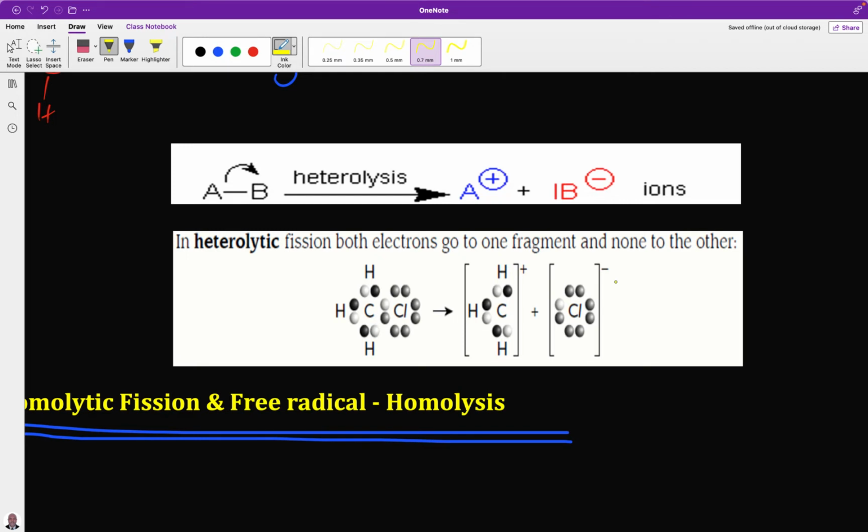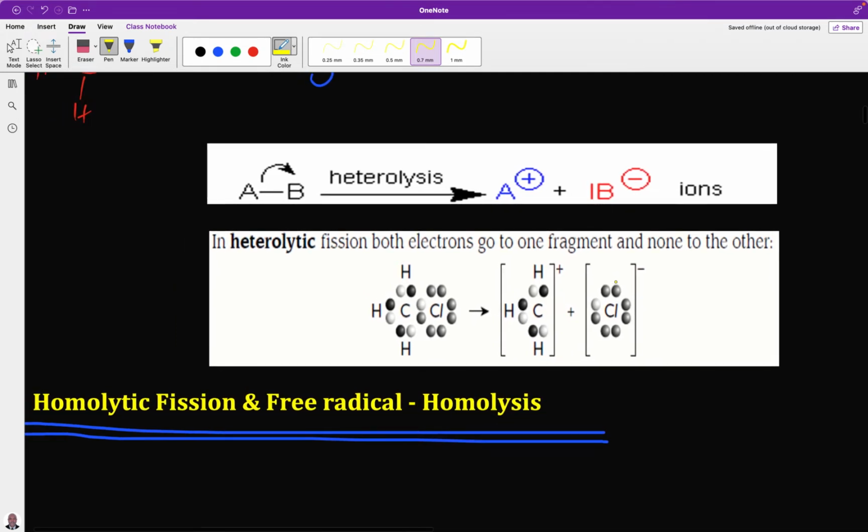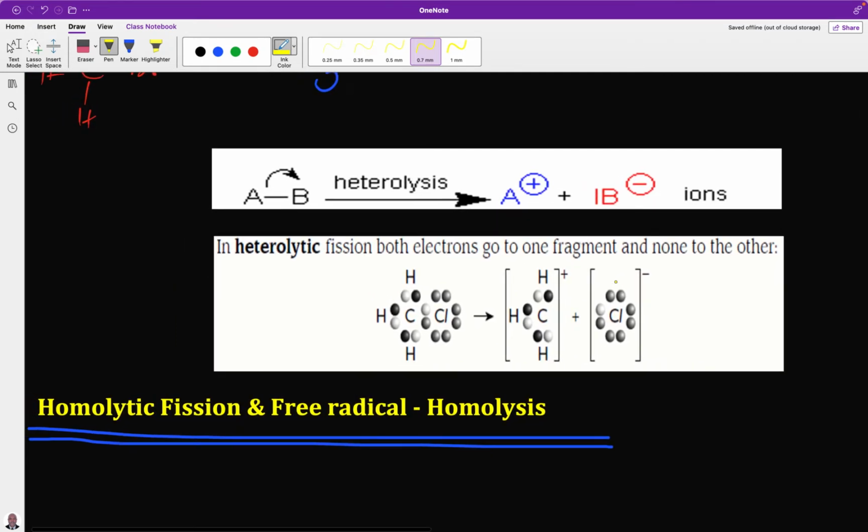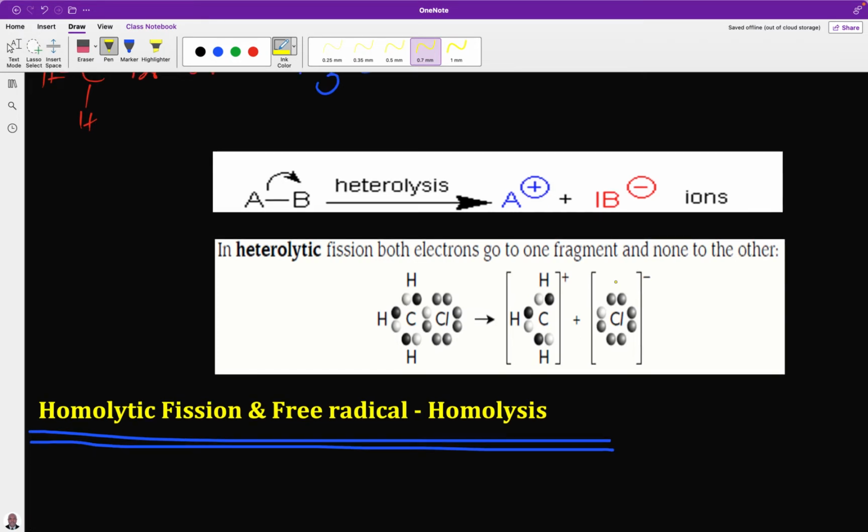Besides heterolytic fission, there is another type of fission that occurs during organic reaction mechanism. We call it homolytic fission. What do you understand by the term homolytic fission?